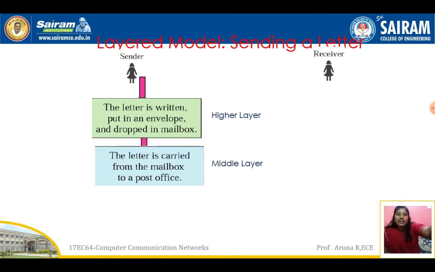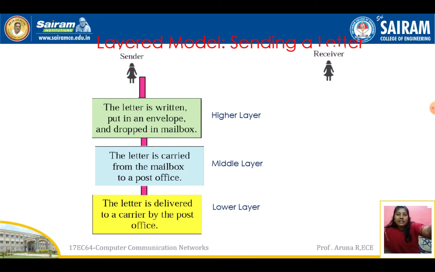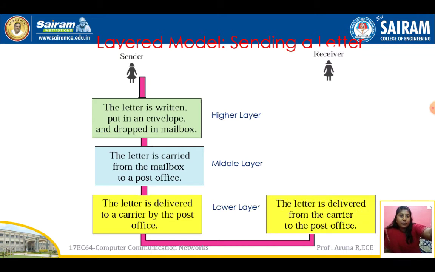In the middle layer, the letter is carried from the mailbox to the post office. The postman will take the letter to the post office. At the lower layer, the letter is delivered to a carrier by the post office. That is, the post office sees the destination address and, seeing that, gives it to the carrier. Now this carrier travels all the way from this source to that destination, using any one of the channels.